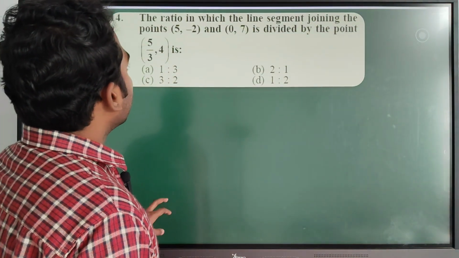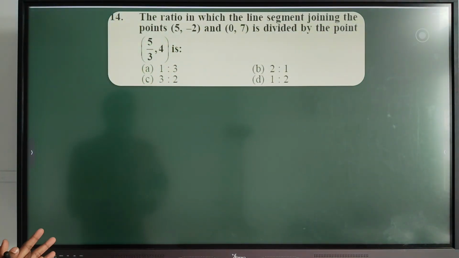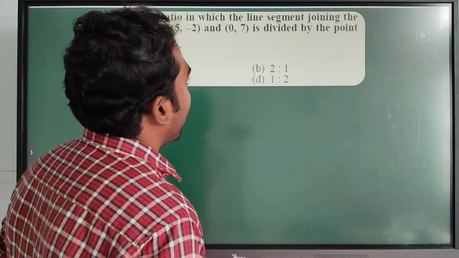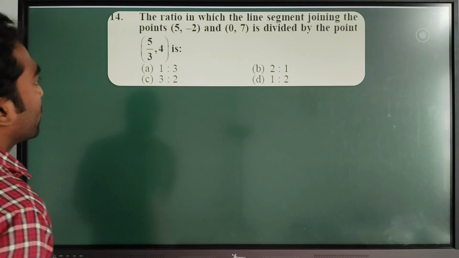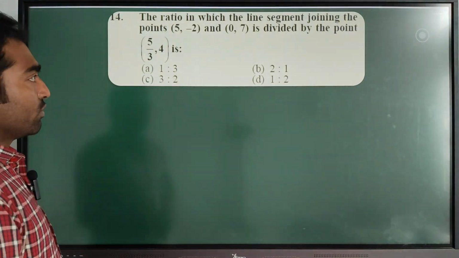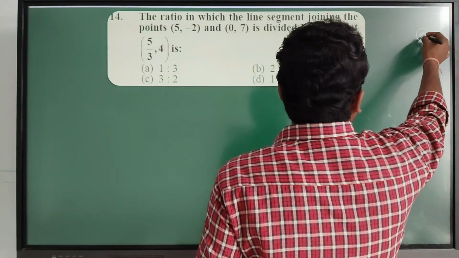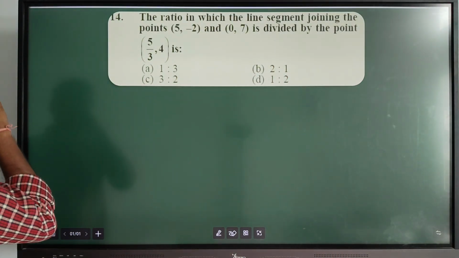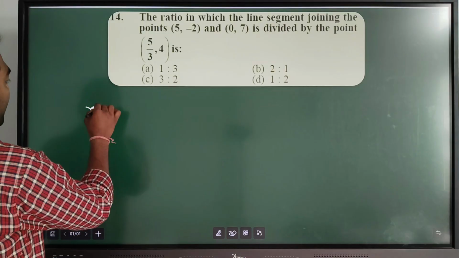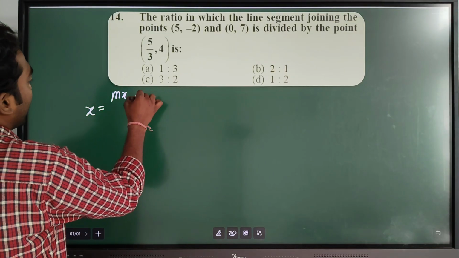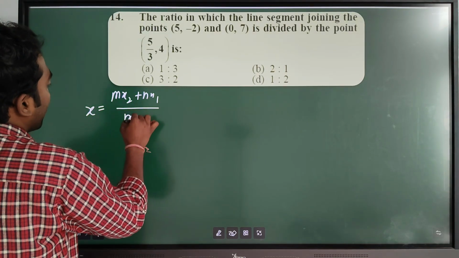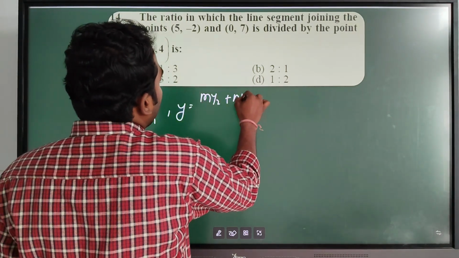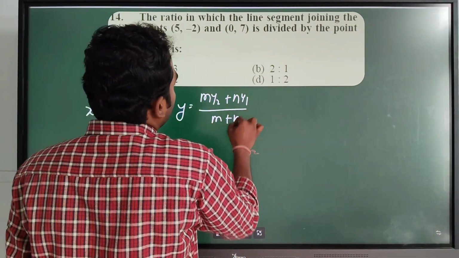The next question is: the ratio in which the line segment joining the points (5, -2) and (0, 7) is divided by the point. You have to find the ratio. So we are using the concept of the section formula. What is the formula for this section? x is equal to (mx2 plus nx1) divided by (m plus n), and y is equal to (my2 plus ny1) divided by (m plus n).